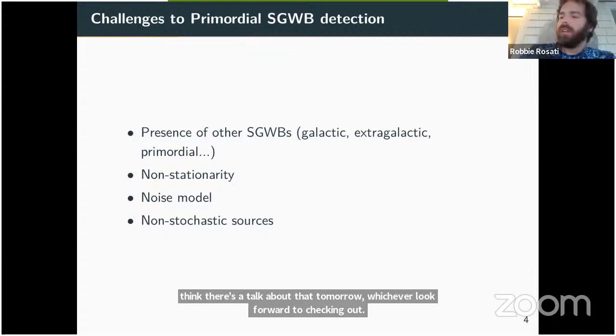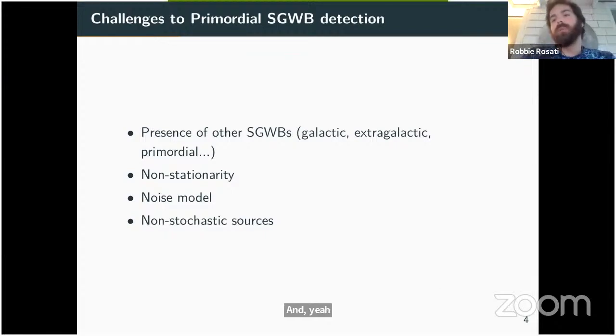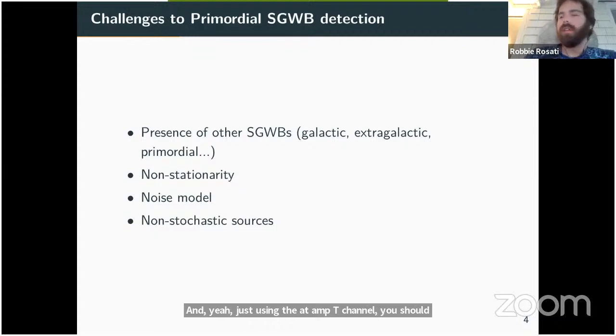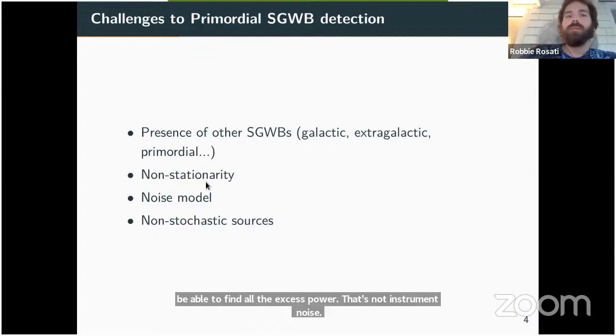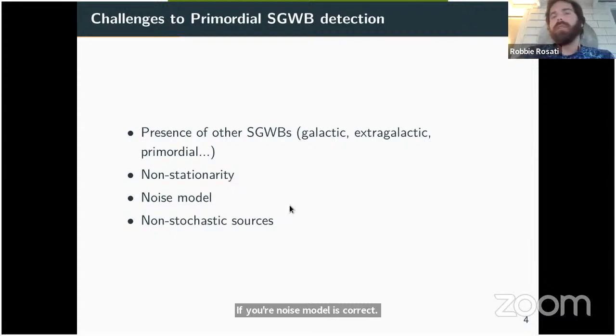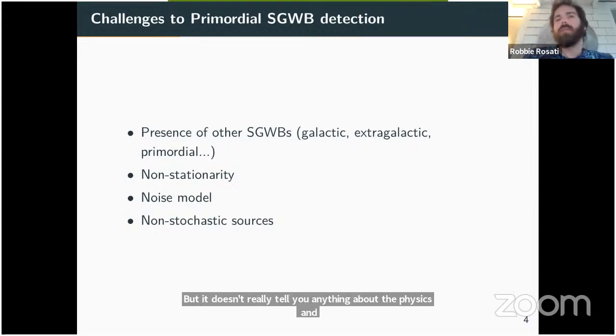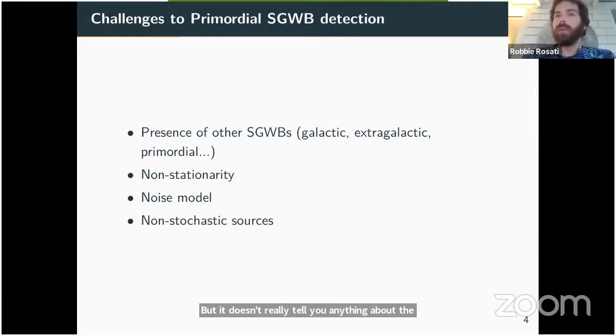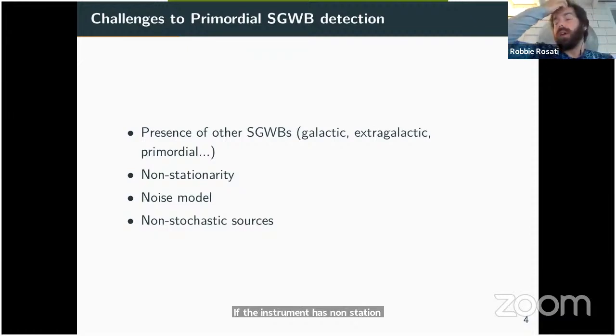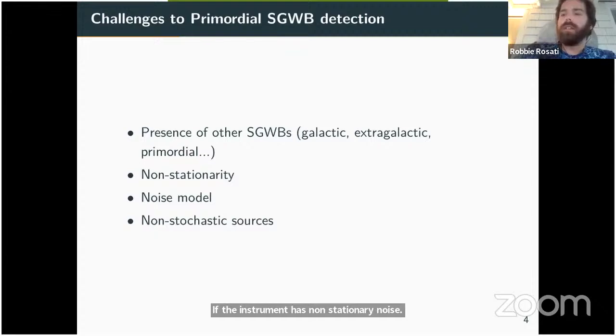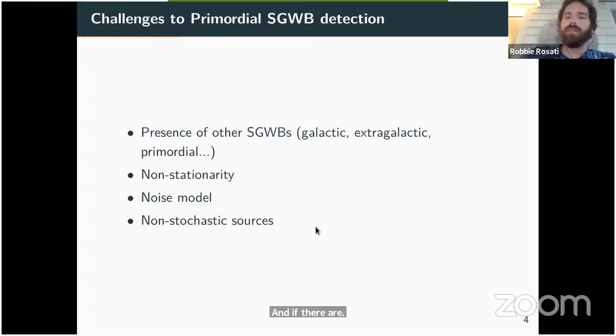And just using the A, E and T channels, you should be able to find all the excess power that's not instrument noise, if your noise model is correct. But that doesn't really tell you anything about the physics involved. It doesn't tell you if that stochastic background is from a galactic source, extragalactic, or primordial. If the instrument has non-stationary noise, you have to take that into account as well. And if there are discrete merging sources that are finite in time, you need to make sure that those aren't affecting you as well.